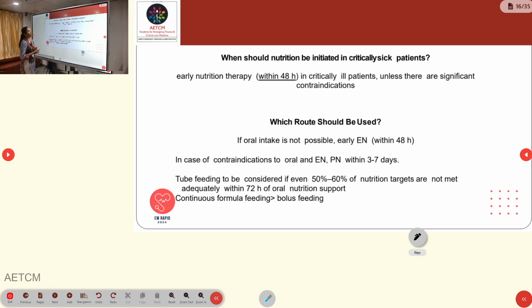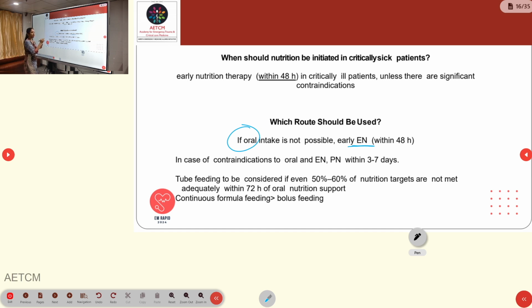So when should nutrition be initiated in critically ill patients? As early as possible, within the first 24 to 48 hours it should be started if there are no significant contraindications. And what is the route which we prefer? If the patient is able to take orally, prefer the oral route itself. If that is not possible, we can plan the enteral route through Ryle's tube if the patient is ventilated and all. That also within 48 hours it should be started.